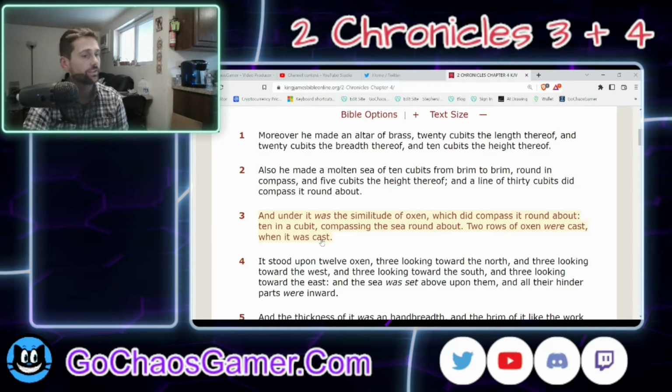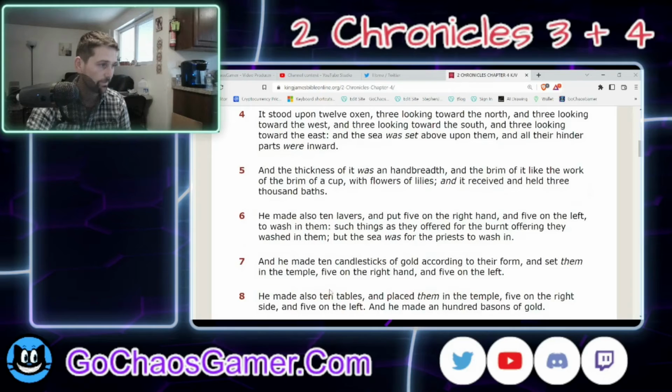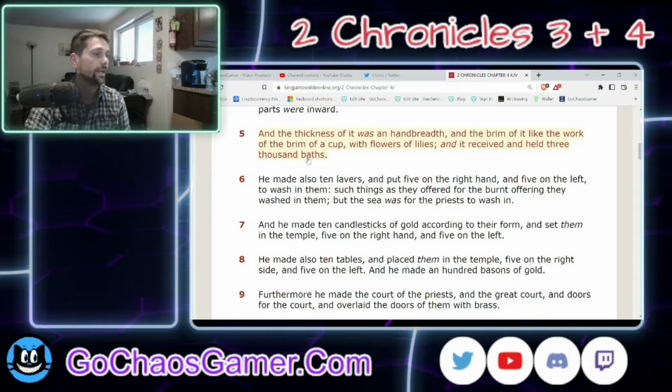2 rows of oxen were cast when it was cast. It stood upon 12 oxen, 3 looking toward the north, and 3 looking toward the west, and 3 looking toward the south, and 3 looking toward the east. And the sea was set above upon them, and all their hinder parts were inward. And the thickness of it was a handbreadth, and the brim of it like the work of the brim of a cup, with flowers of lilies, and it received and held 3,000 baths.